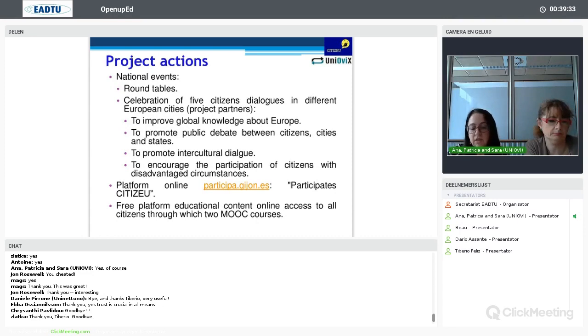For the achievement of such goals, different actions have been designed. First, various national events have been prepared, such as roundtables and the celebration of 5 citizen dialogues in the different European cities where the project partners are. They are transnational dialogues among citizens from different countries and invited representatives of various local, regional, national, and European institutions.